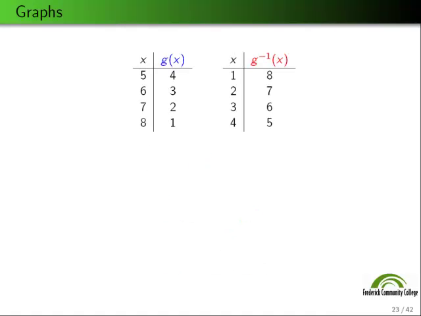Similarly, let's do the same thing with the graphs of g and g inverse. So here's the graph of g. We see 5 gets mapped to 4, 6 gets mapped to 3, 7 gets mapped to 2, and 8 gets mapped to 1. And here in red we have g inverse. We see that 1 gets mapped to 8, 2 gets mapped to 7, 3 gets mapped to 6, and 4 gets mapped to 5. And again, let's put the line y equals x in there to see that relationship of the reflection across the line y equals x.